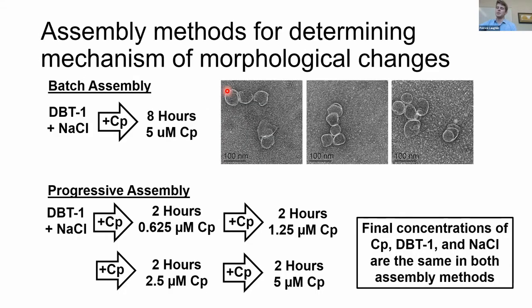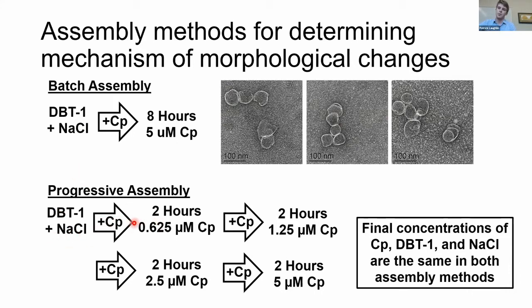To test this hypothesis, I designed two assembly modes. The first is batch assembly, where, as previously, we just combine DBT with our core protein, and we expect ballooned morphologies with some overgrowths as well. But I wanted to get at this mechanism of rearrangement on an oligomeric scaffold, so I designed another assembly mode, which we refer to as progressive assembly.